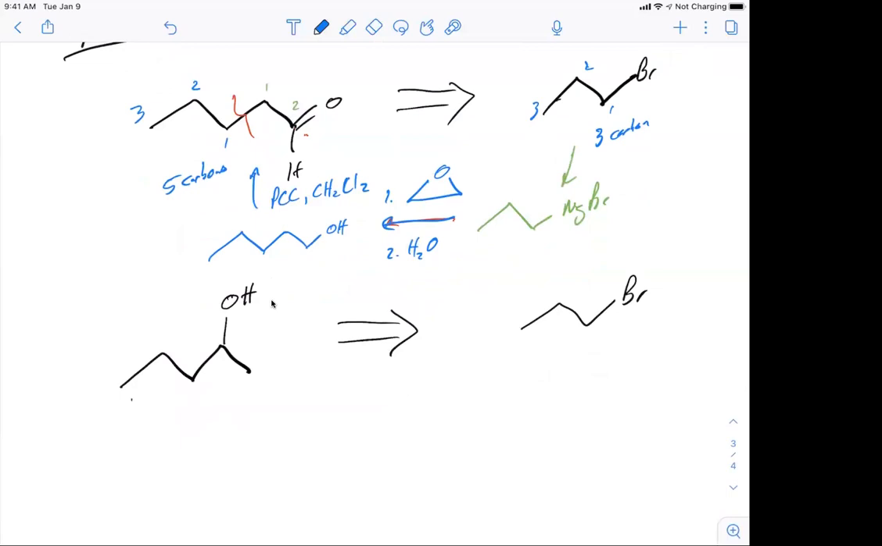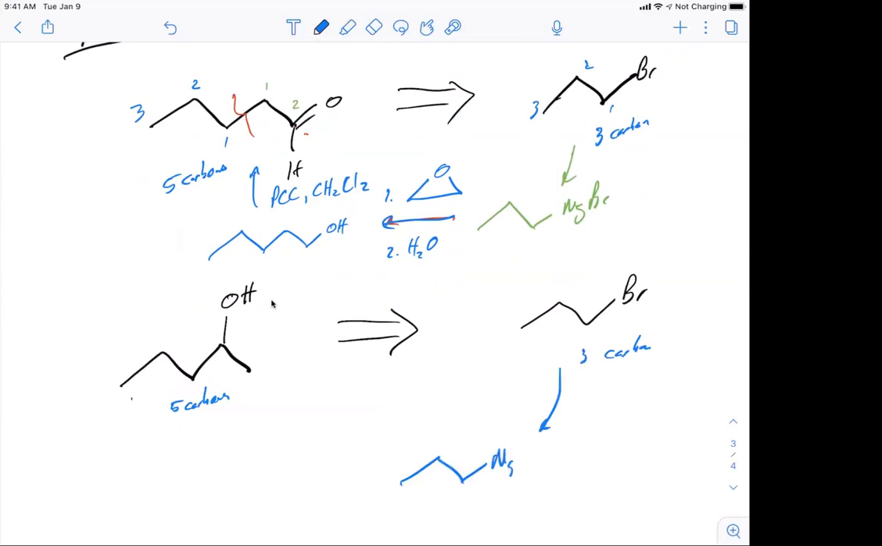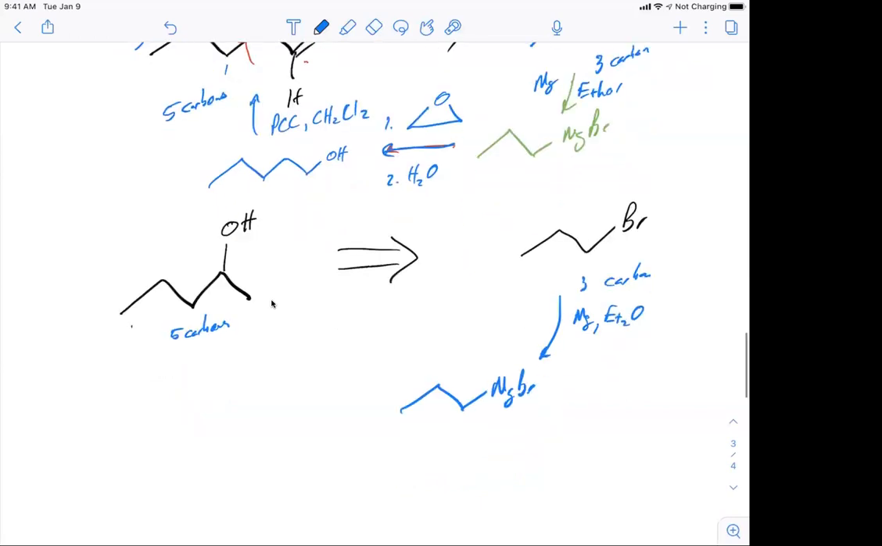The next one, we see very similar thing, right? We got 5 carbons here, we got 3 carbons here. Because we've got the bromide and not the acetylide, right? We're probably going to be going to this. Oh, I forgot to add the reagents. Magnesium and ether, right? So magnesium and ether. That's just a shorthand for ether. Okay, so we get here.